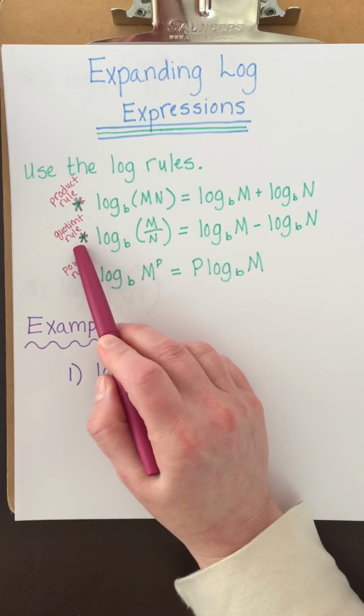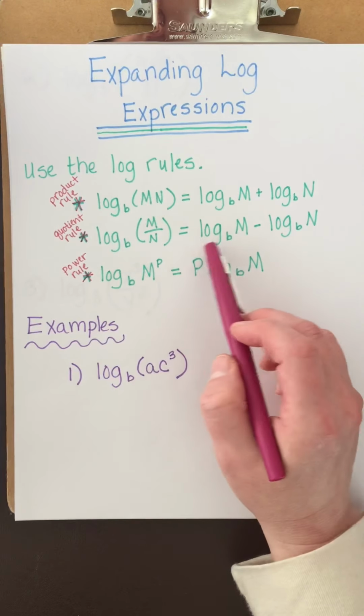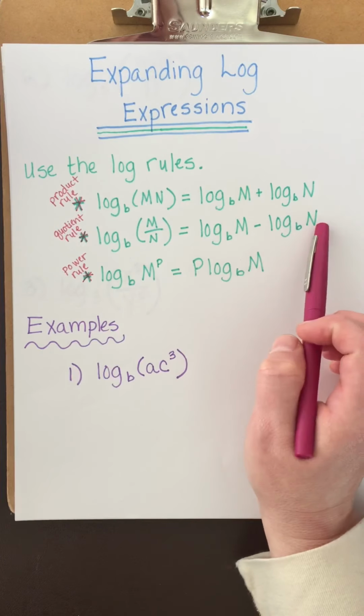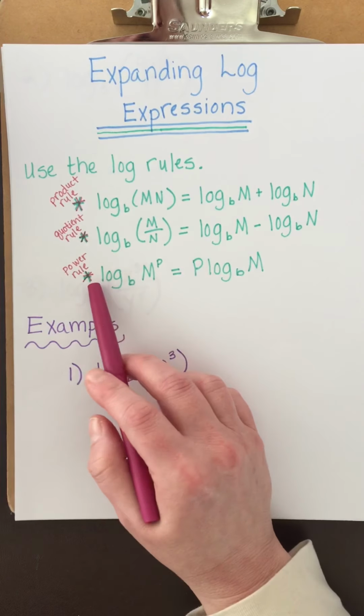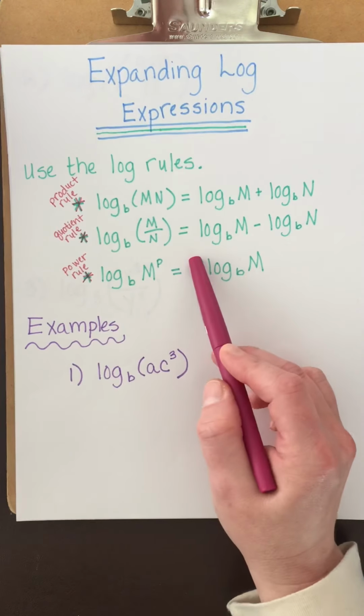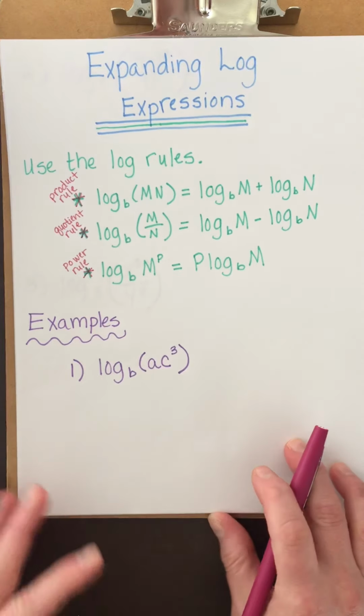The quotient rule, which says if you have a log of a quotient, you can change that into the subtraction of the log of the numerator and the log of the denominator. And then the power rule, which says if you take the log of something being raised to a power, you can move that power out front and multiply. So let's get to work.